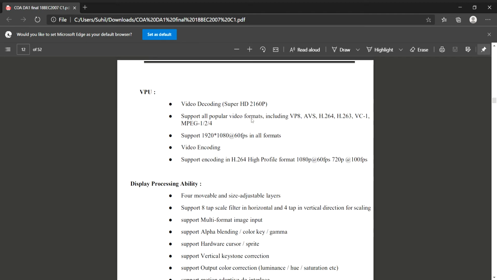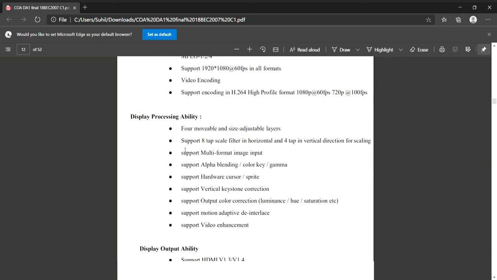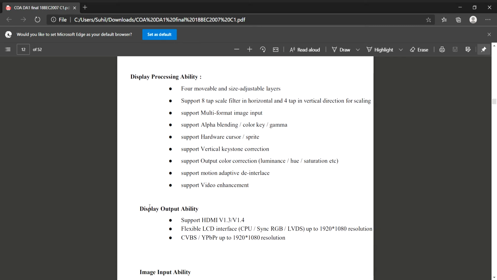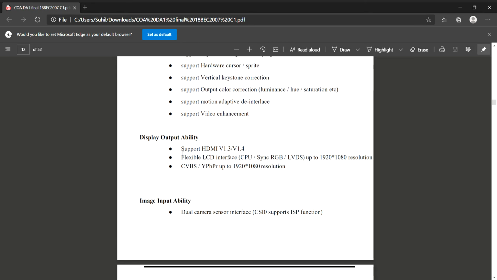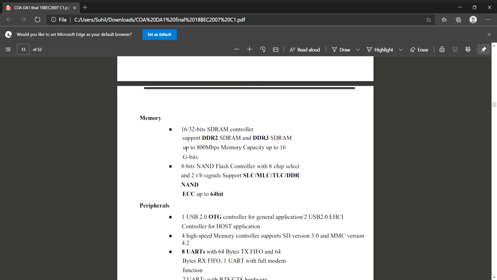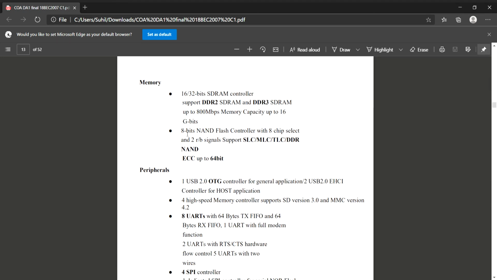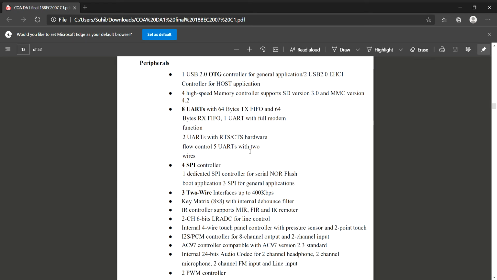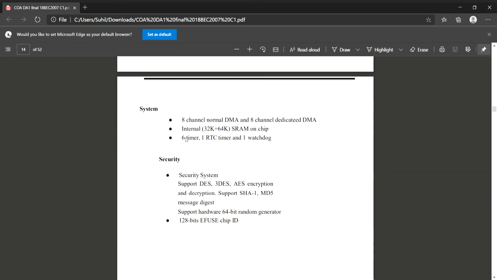It has HD 2160 display processing ability. It supports vertical keystone correction, hardware cursor, video enhancement, and high display quality. It supports HDMI v1.3 and image input ability. It has a dual camera sensor, so it is widely used. The memory is efficient here, with an 8-bit NAND flash controller with 8 chip select peripherals.